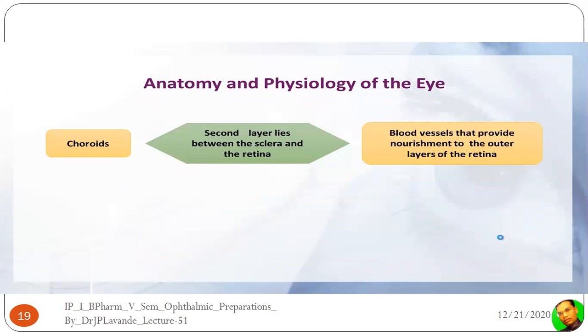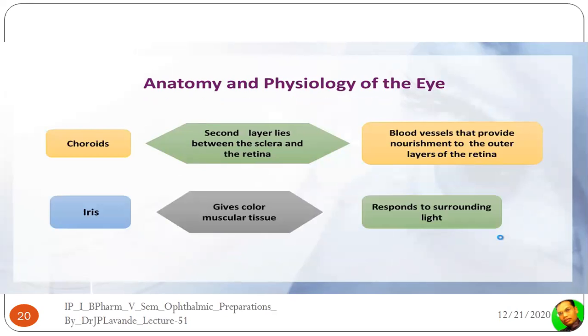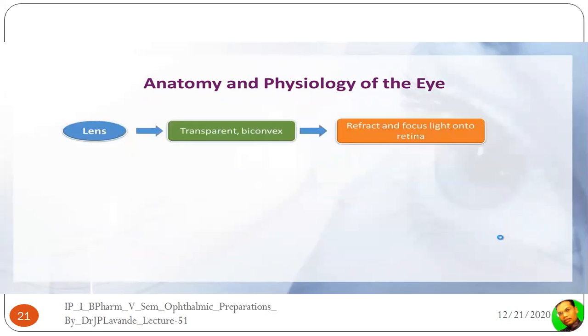There is the choroid, the second layer, which lies between the sclera and the retina. Its blood vessels provide nourishment to the outer layer of the retina. There is the iris, which gives color, is a muscular tissue, and responds to the surrounding light. The lens is transparent and biconvex, and it refracts and focuses the light onto the retina so that vision occurs and the object can be viewed.